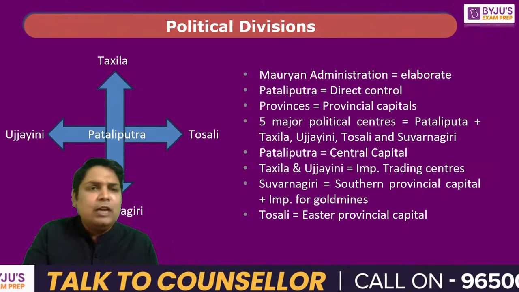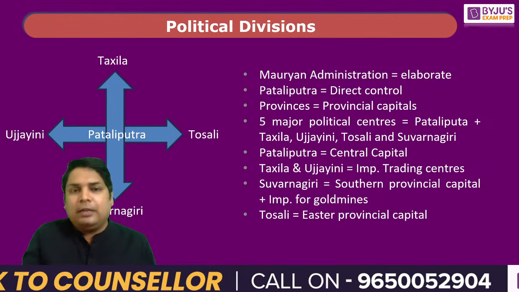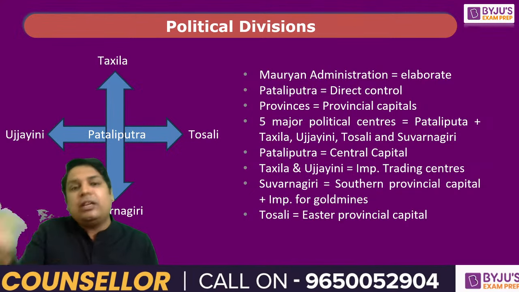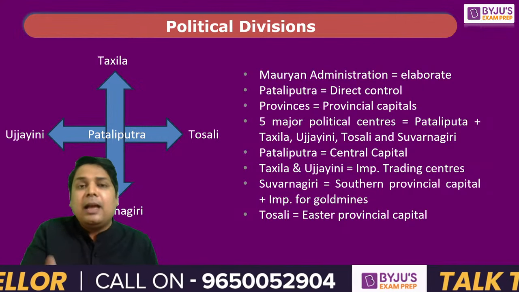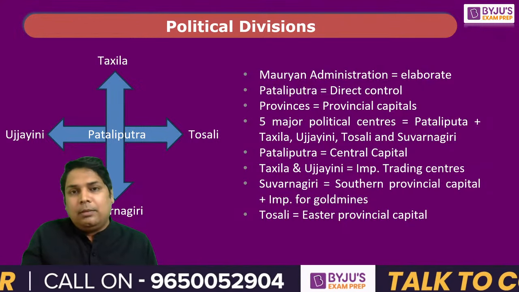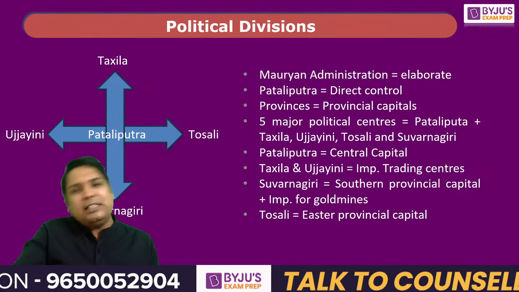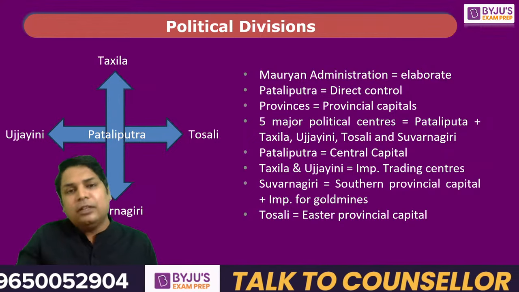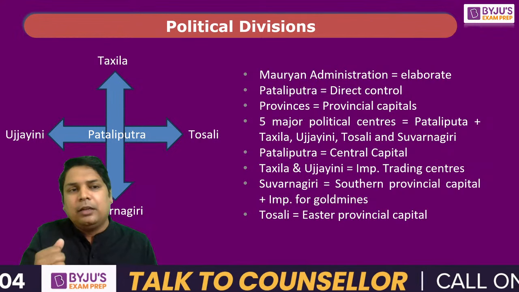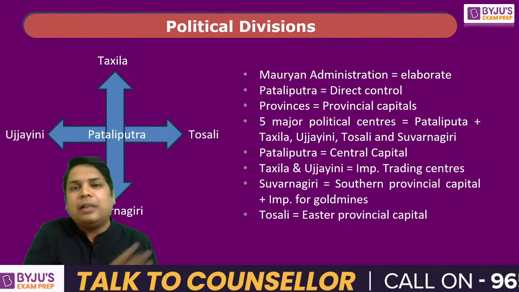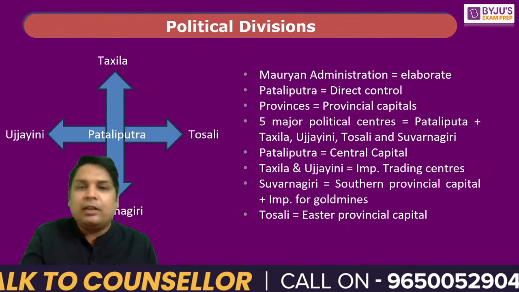Mauryan administration. Ujjaini is also called Avantipatha, and Tosali is called Prachyapatha. See, Prachya means oriental or east. So from this particular word itself, we can understand Tosali. Patha means route. But here, what it means is that Tosali is on the eastern side. Prachyapatha. Suvarnagiri is Dakshinapatha. Takshila is Uttarapatha. Ujjaini is Avantipatha. Avanti is west. Okay. Pataliputra obviously was the central capital.